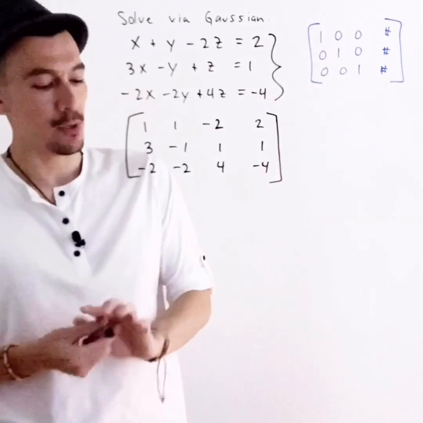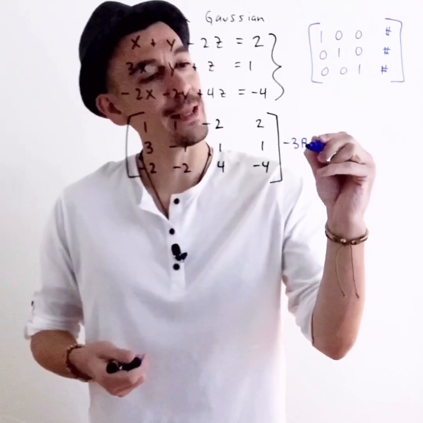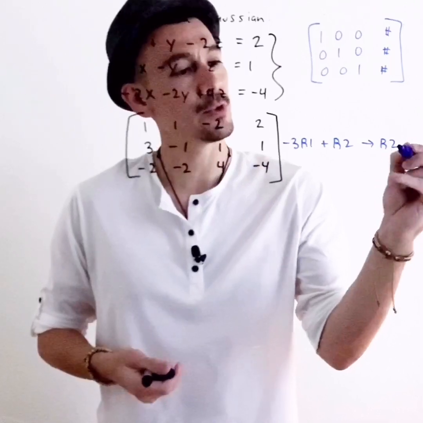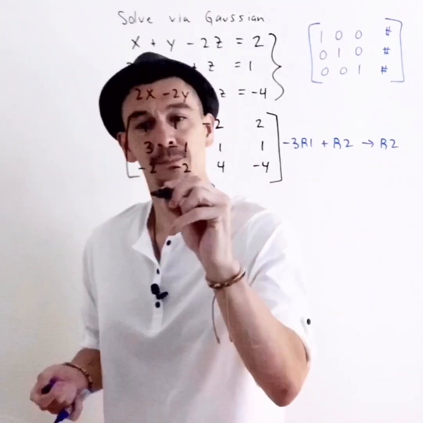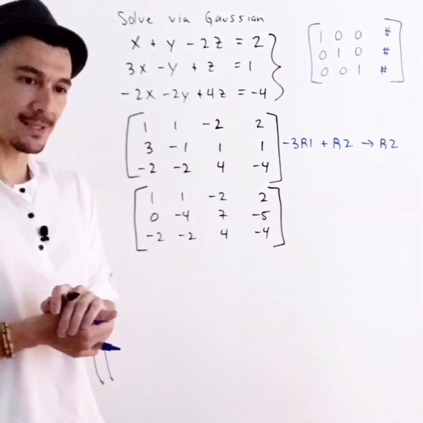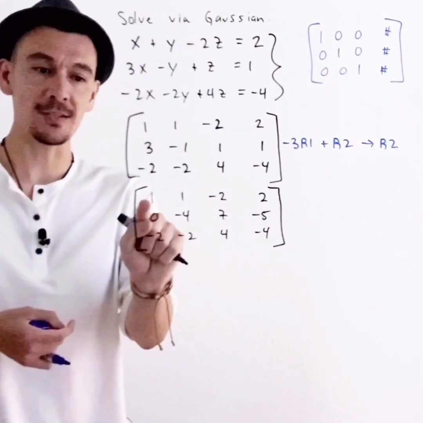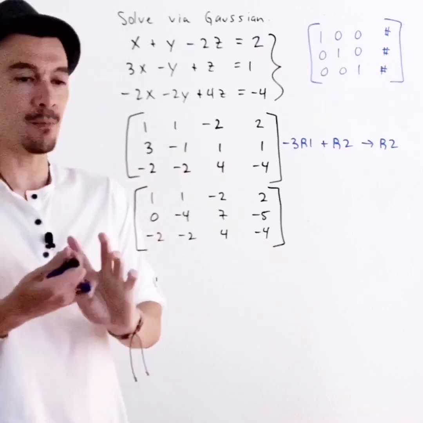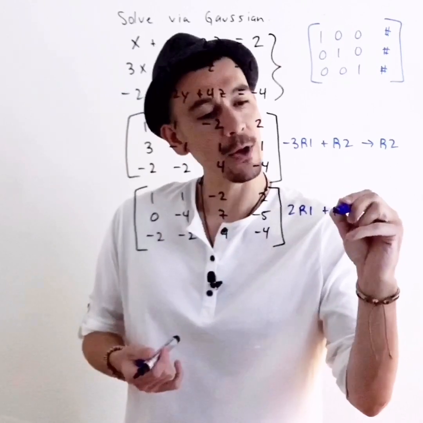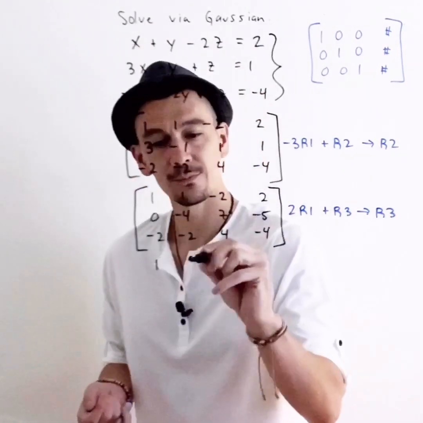Let's create a 0. So to do that, I'm going to multiply row 1 by -3. And I'll add that to row 2. Why am I doing this? To get the new row 2. So let's see what we get. Okay, what's next? Up next is to create a 0 here. So since this is a 1 and that's -2, I'll multiply row 1 by 2 and I'll add that to row 3 to get the new row 3.